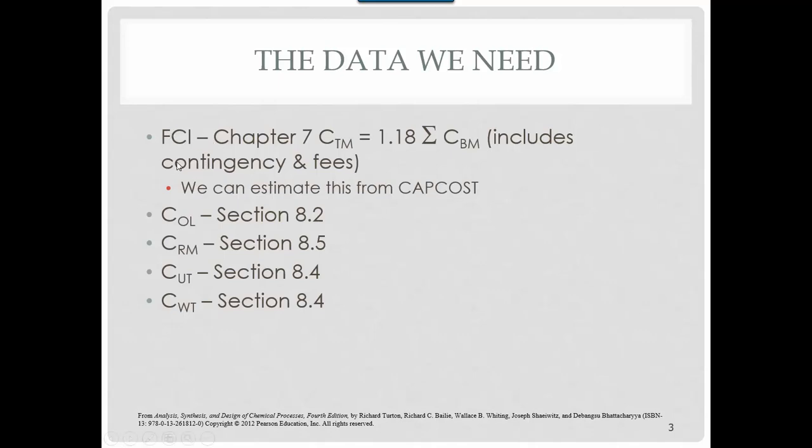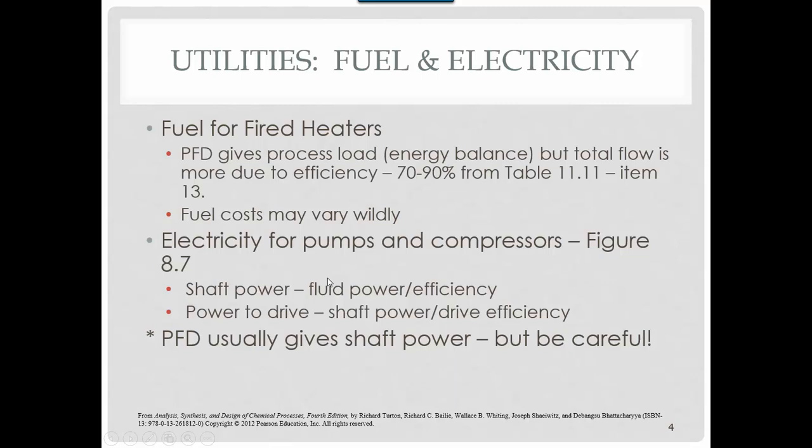So in Chapter 7 we talked about how we can estimate the cost of the actual facilities. And in a previous video we talked about the operating labor. We will be talking about raw materials and waste treatment, but for now let's talk about utilities costs. So, lots of different kinds of utilities that we'll need. Fuel and electricity are the primary ones that people bring to mind.